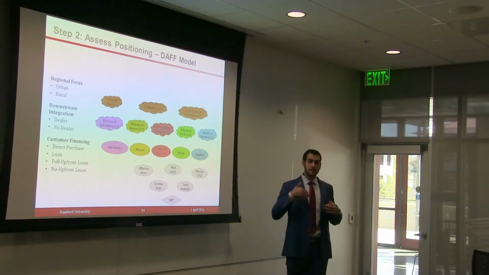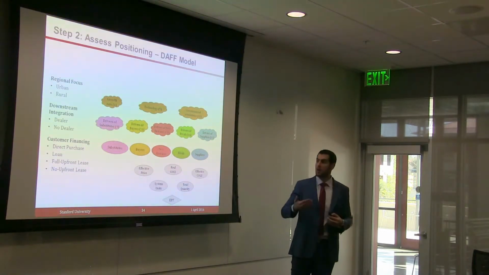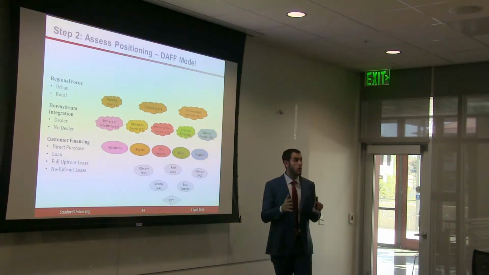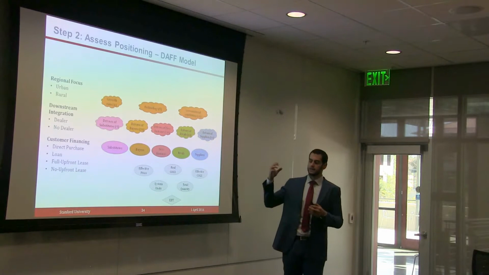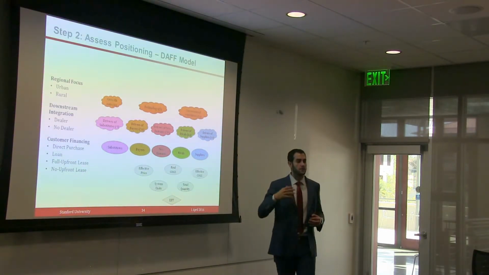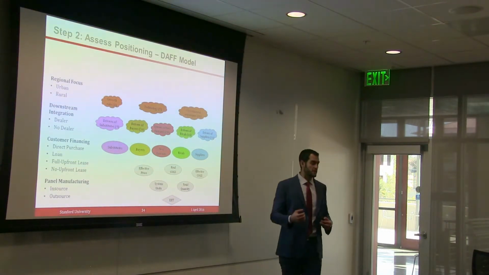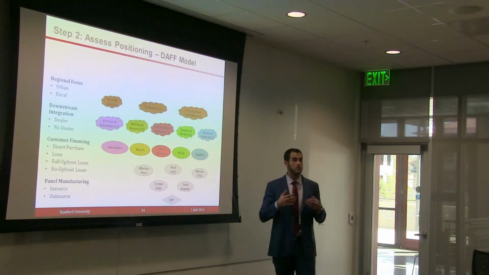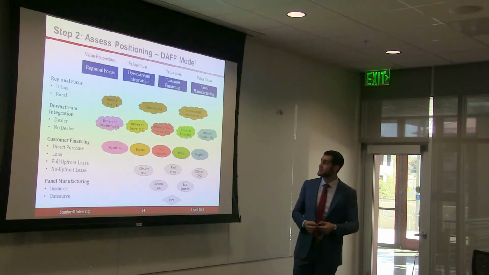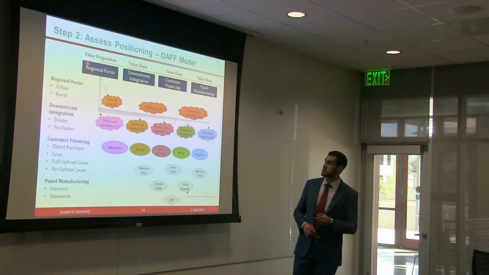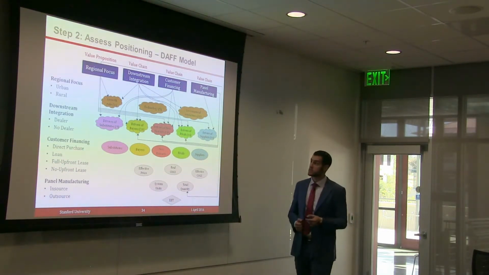Their alternatives were either to sell the system directly through a purchase, or to offer a loan, or to offer a lease with no upfront payment, or a lease with a full upfront payment. And finally, panel manufacturing: they either insource it, doing it in-house, or they outsource it. We add the decisions at the top, and then we see what decision affects what uncertainty. This is for regional focus, and then we do the same thing for the other 3 decisions. Let me jump into the results because I'm running out of time.